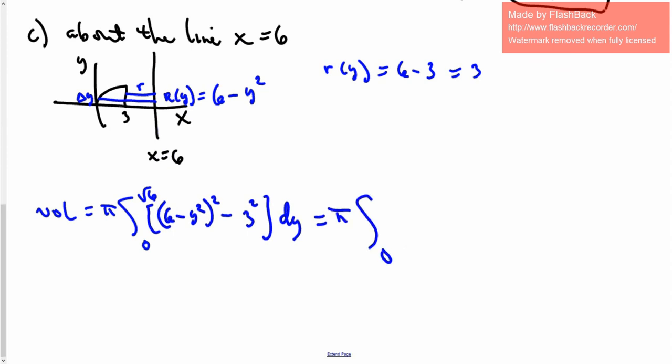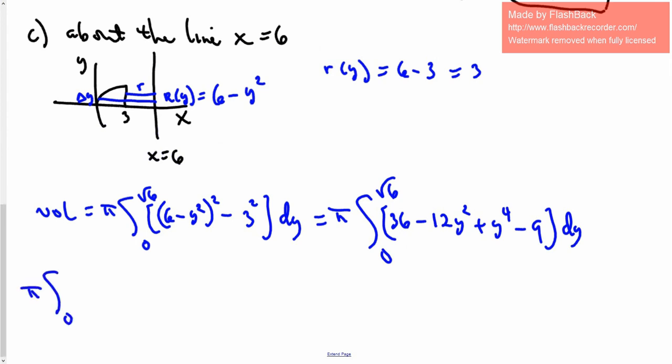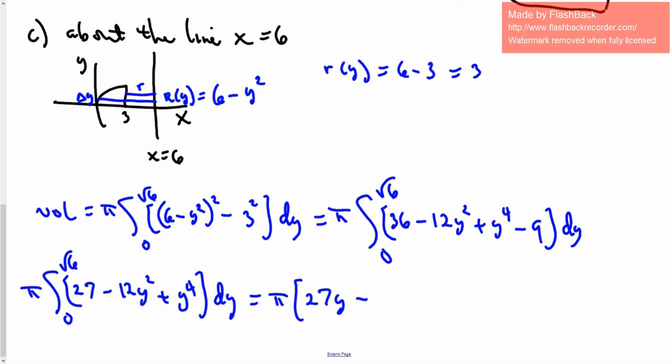So this is pi times the integral from 0 to the square root of 6. Simplify. So we get 36 minus 12y squared plus y to the 4th minus 9 dy. So we're still simplifying. Here that gives us 27, 36 minus 9, minus 12y squared plus y to the 4th dy. Now we integrate. We do not discriminate. We integrate. Okay, so this is 27y minus 12y to the 3rd divided by 3, so that's 4y to the 3rd, plus y to the 5th divided by 5. That's evaluated from 0 to the square root of 6.